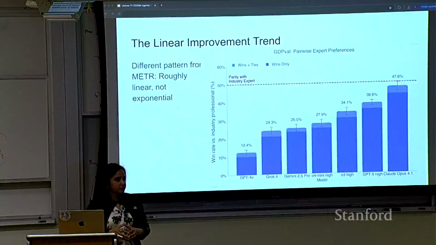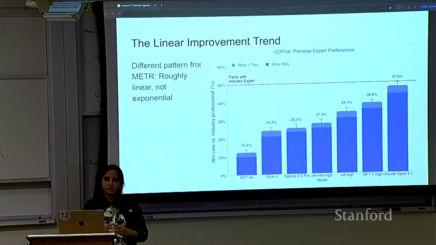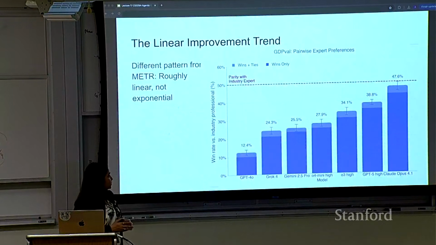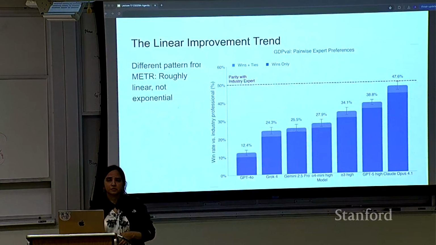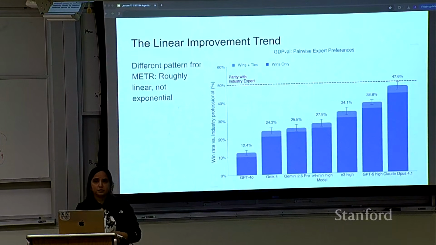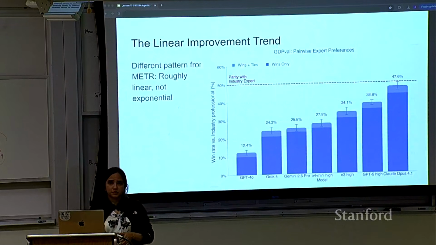Questions? Yes? Is this trend directly comparable to the METR one, though? Because here the y-axis is win rate versus industry professional, as opposed to the time horizon in the other case. So should I really think about them as disagreeing?